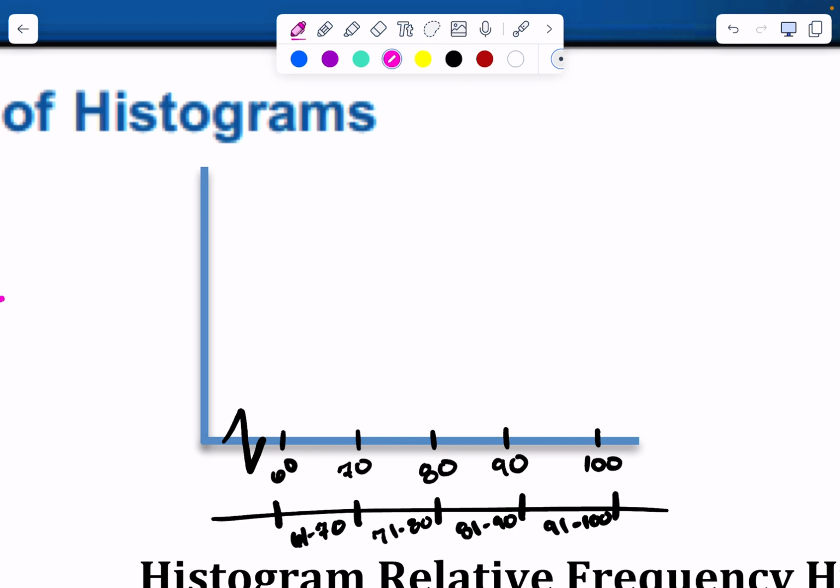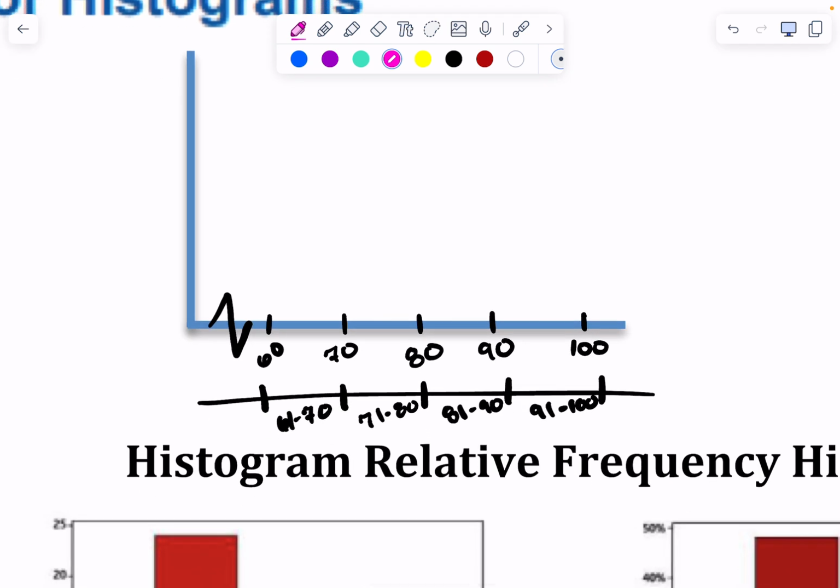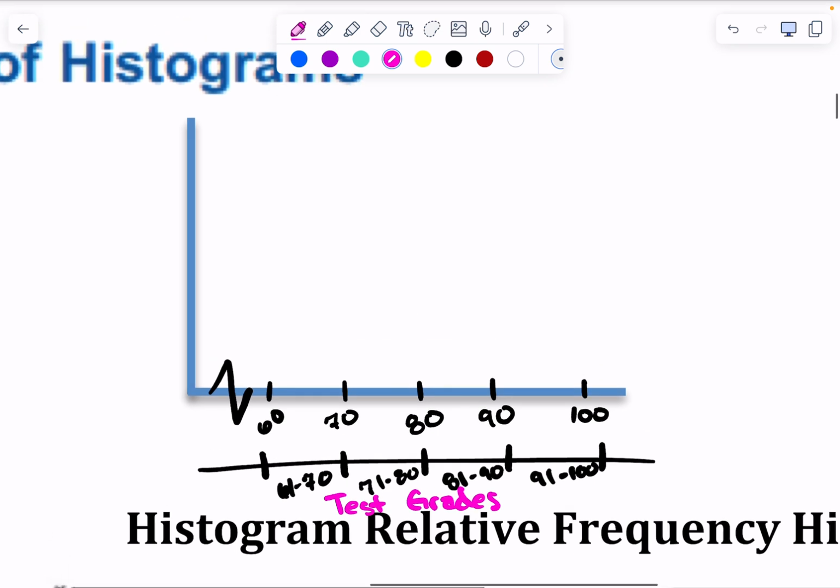But then over here, we have to label, okay? So what is this bottom? Test grades. You must label your axes. Test grades, okay? Then over here on the left side is frequency.